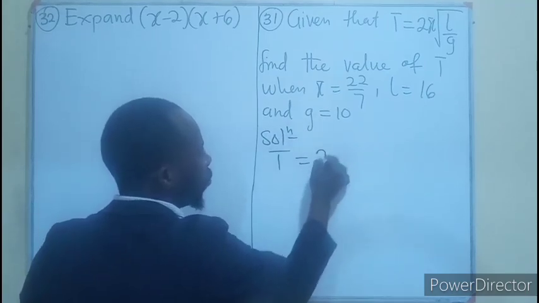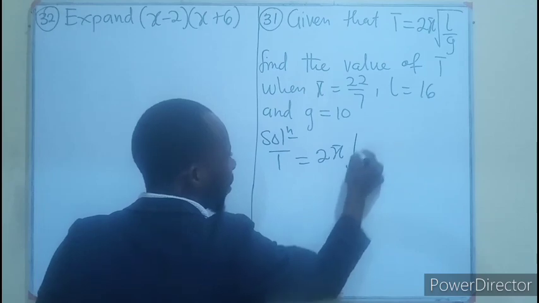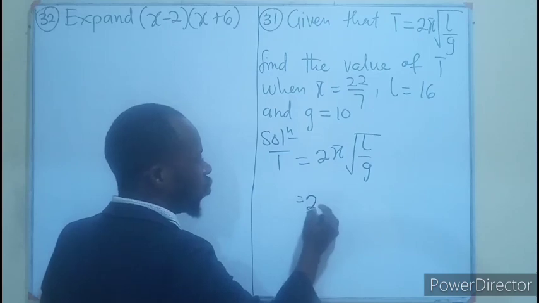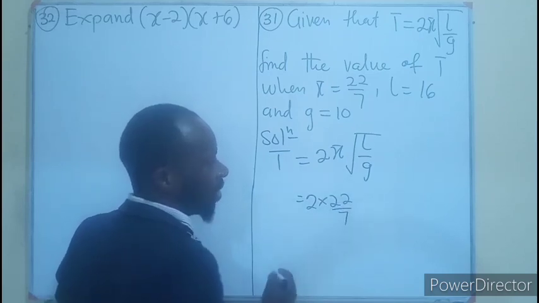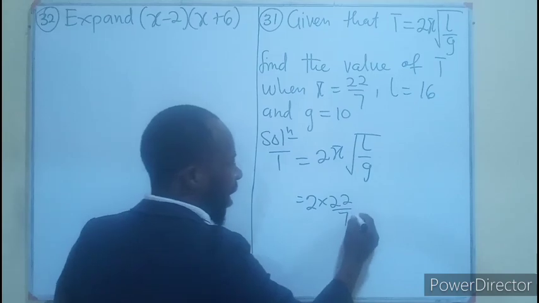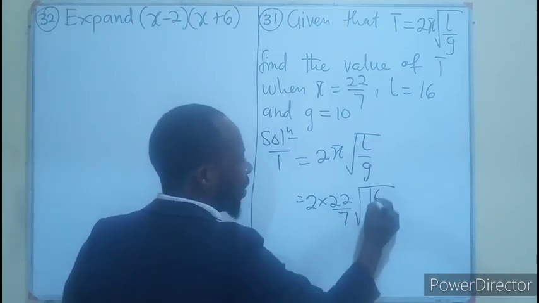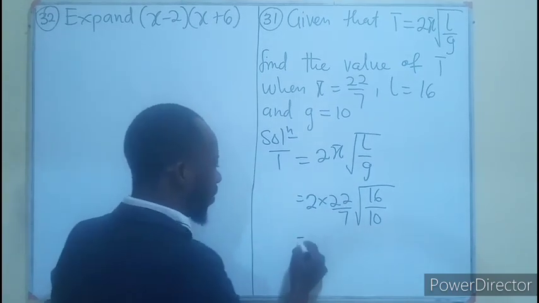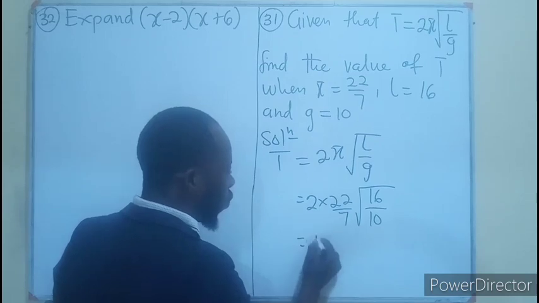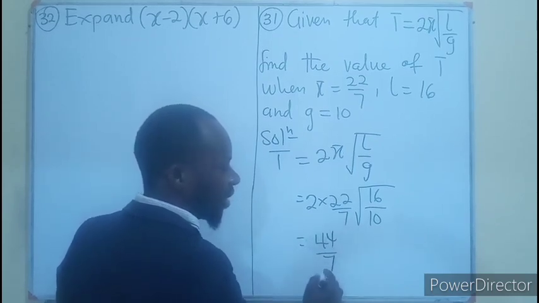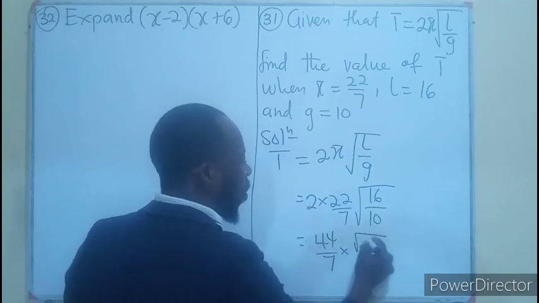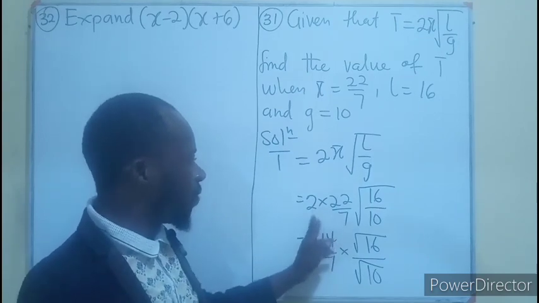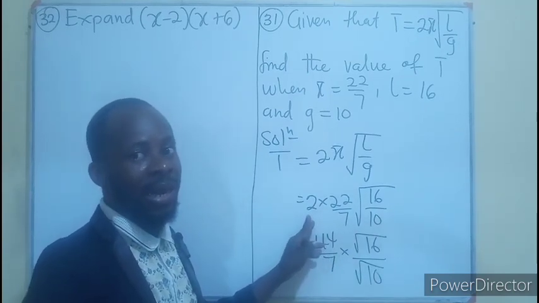So t equals 2 pi root of L over G. If you want to substitute, this is going to be 2 times 22/7, which is the value of pi. Then in the bracket, I have 16 out of 10. This will multiply to give us 22 times 2, which is 44 out of 7. Then here we have the root of 16 out of the root of 10. Right away from here, you can even input this in a calculator and get a final answer.